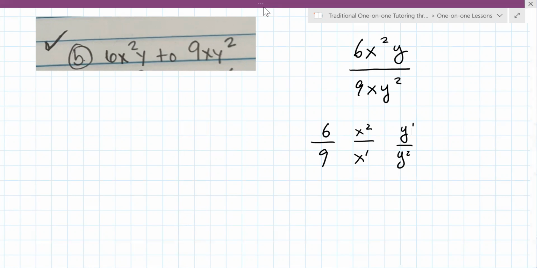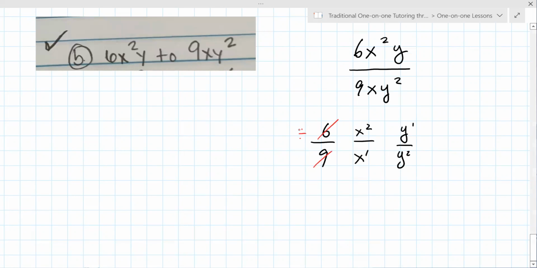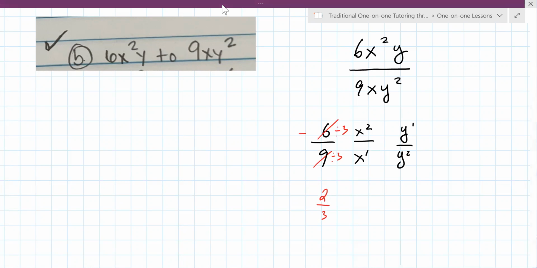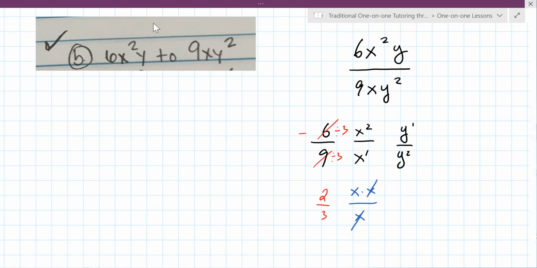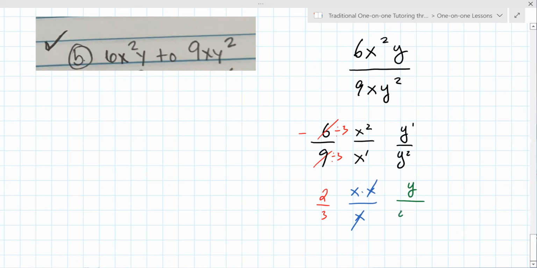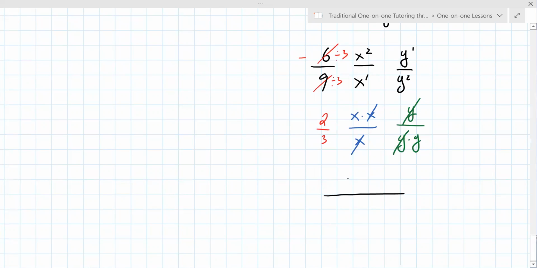Okay, so the numbers are not too bad. 3 goes into both of those. They're both divisible by 3. So it becomes 2/3. You can visualize x squared as x times x over an x, and you can see that those x's cancel. And then if we do the same thing for the y, it's y over y times y. The y's cancel. And now you ask yourself, what's left over? On top, there's a 2 left over and an x left over, and a 3 and a y.